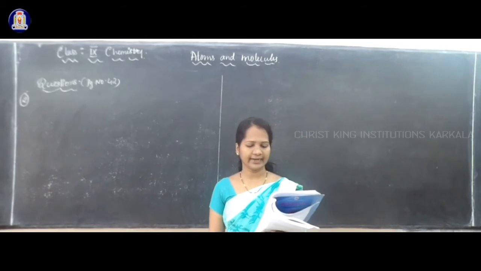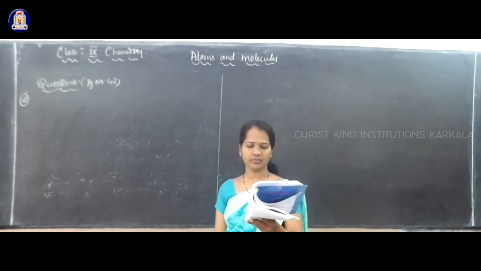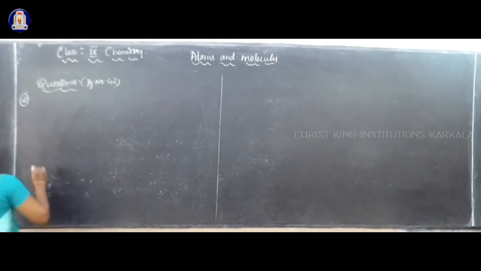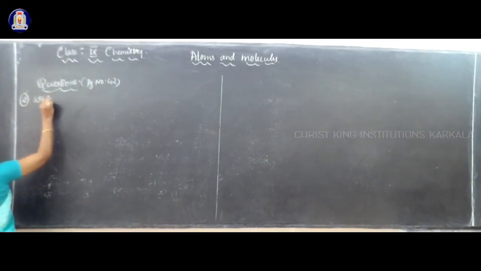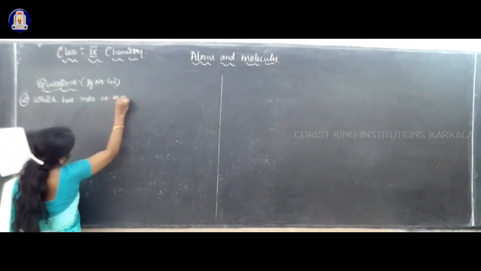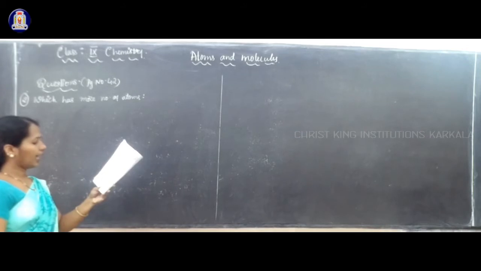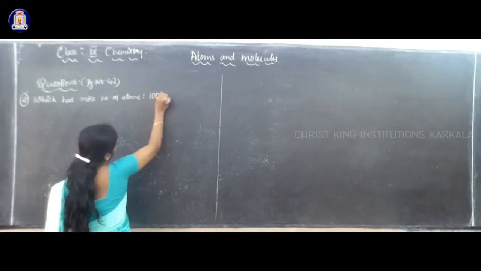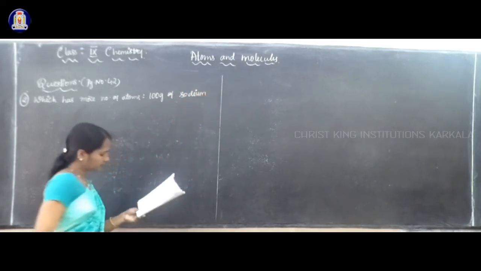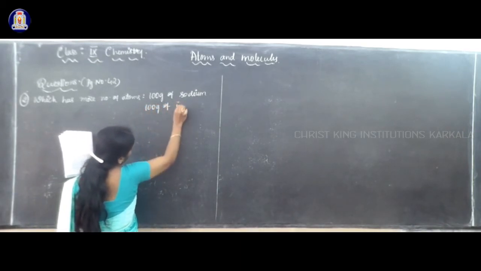Now the second question: which has more number of atoms, 100 gram of sodium or 100 grams of iron? We have to calculate which has more number of atoms. It is given 100 gram of sodium and 100 gram of iron.